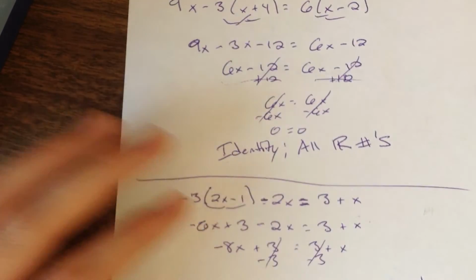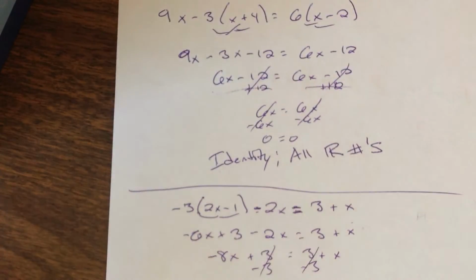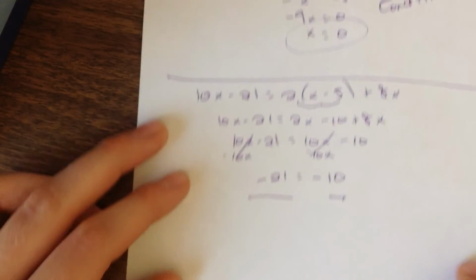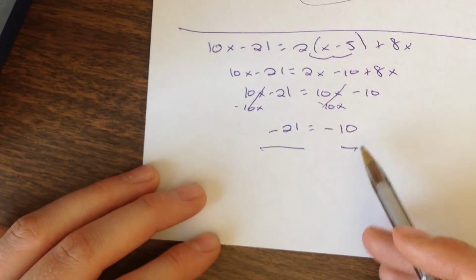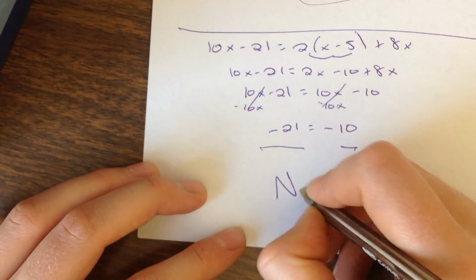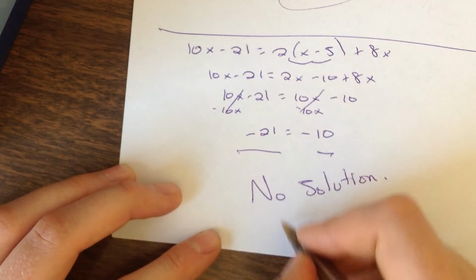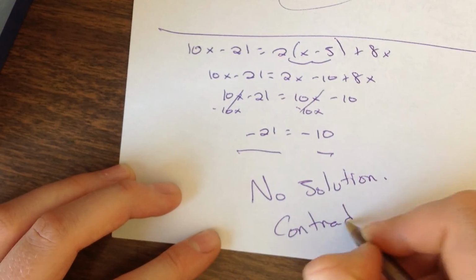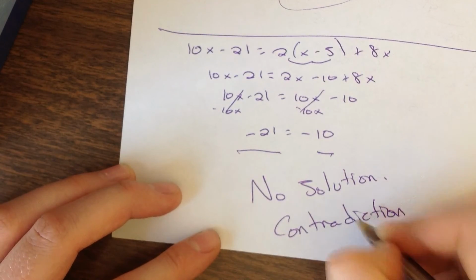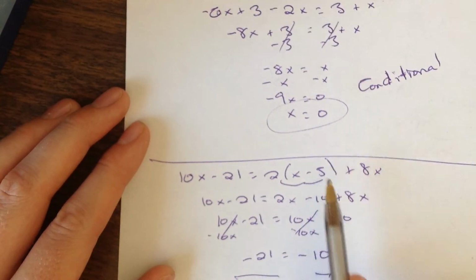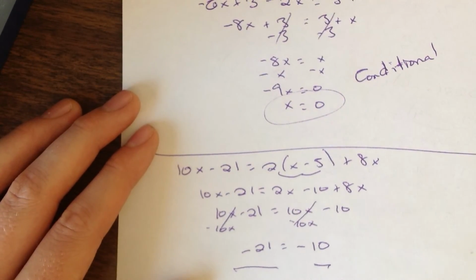So first time it left me with 0 equals 0, true statement. That's why it was all real numbers. Well, this time it's not a true statement. So this actually has no solution. Or in other words, it's a contradiction. Those two things that we set equal to each other at the beginning will never be equal, no matter what I pick for x.